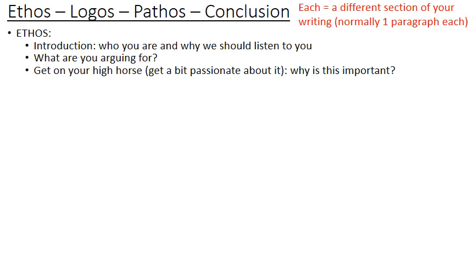So not just what you're arguing against, but also, okay, so you're against this, so what do you want to see happen? And sort of getting on your high horse a bit. This is the bit where you make it really clear that you're quite passionate about this. This is quite an important issue, and you're really emphasizing that in your introductory ethos paragraph. So it's outlining exactly why this is such an important issue and what it is that you're arguing for. So everyone knows what you're arguing for.